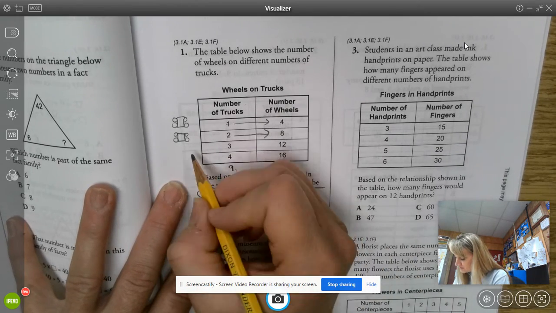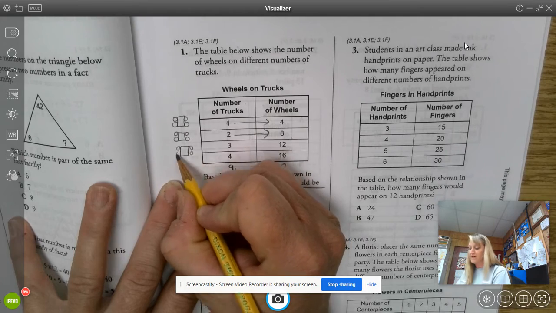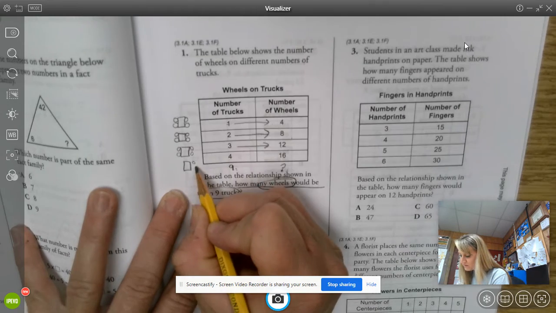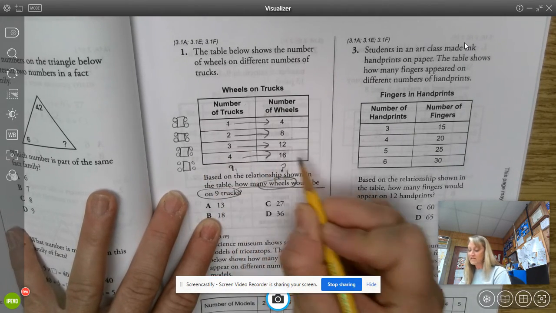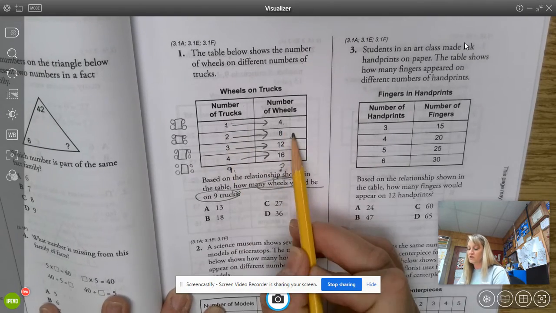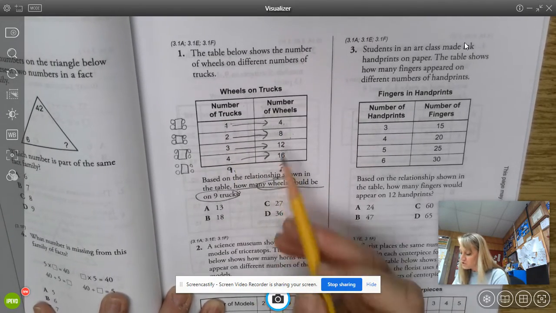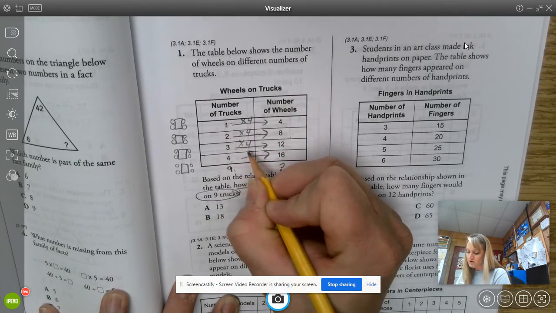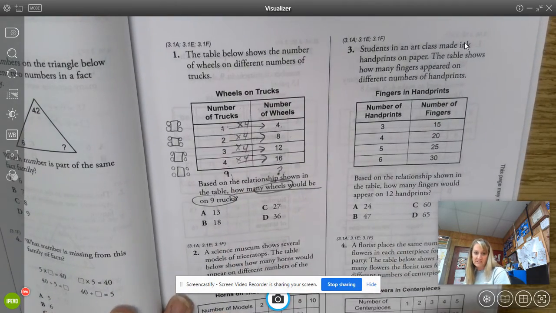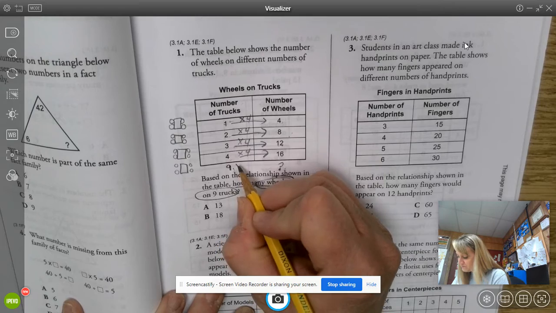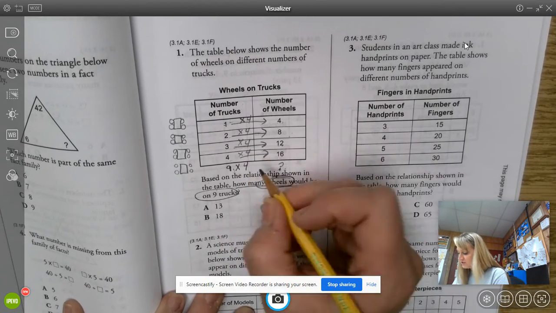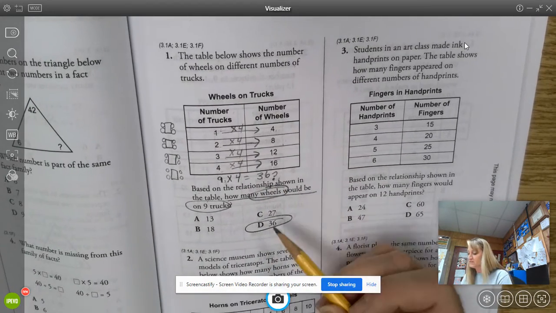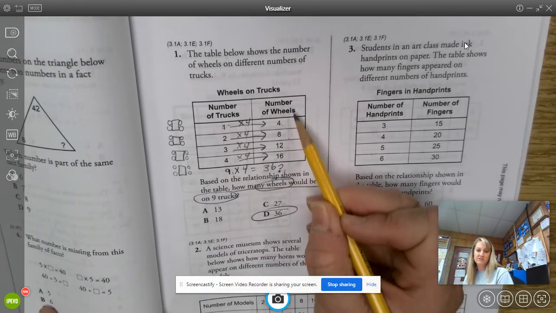3 trucks, 12. 4 trucks, 16. What are you doing to get from 1 to 4, 2 to 8, 3 to 12, 4 to 16? You're multiplying by 4. You're giving it 4 tires each time. Times 4, times 4, times 4. So if we want to know how many 9 trucks, you would multiply it by 4 tires on each truck, and there's 9 trucks. You get a total of 36 tires. So the relationship is multiplying by 4 to get the number of wheels.